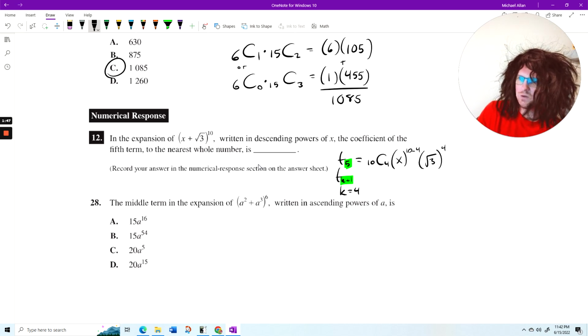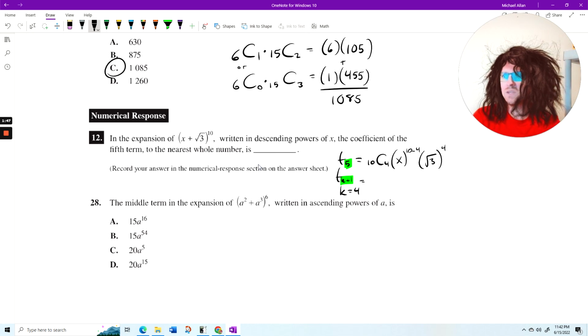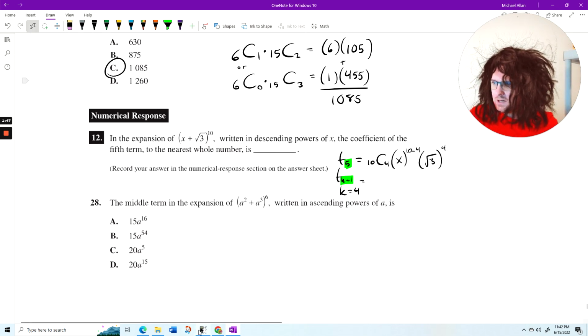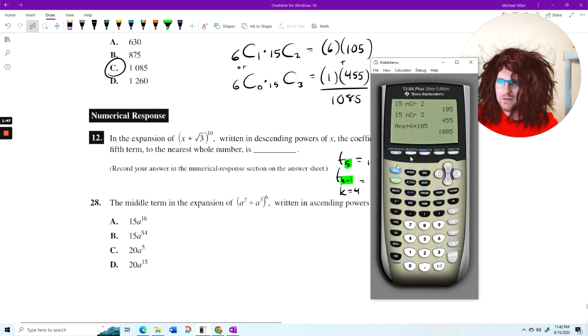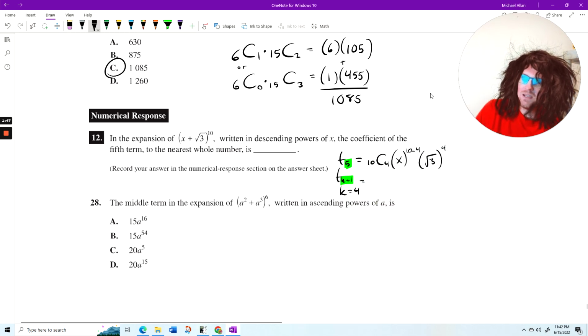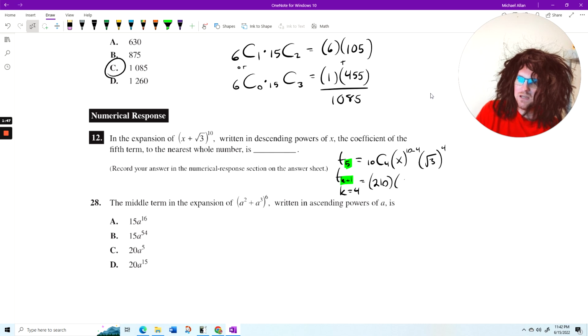It's the nearest whole number. Okay. So I just had to find out what 10C4 is. I can just go up here and just change these numbers around. I've got 4 here. 10C4 is 210. Okay, so this is 210. So that's going to be part of my coefficient. It's going to be x to the power of 6. Not part of my coefficient because that's my variable.